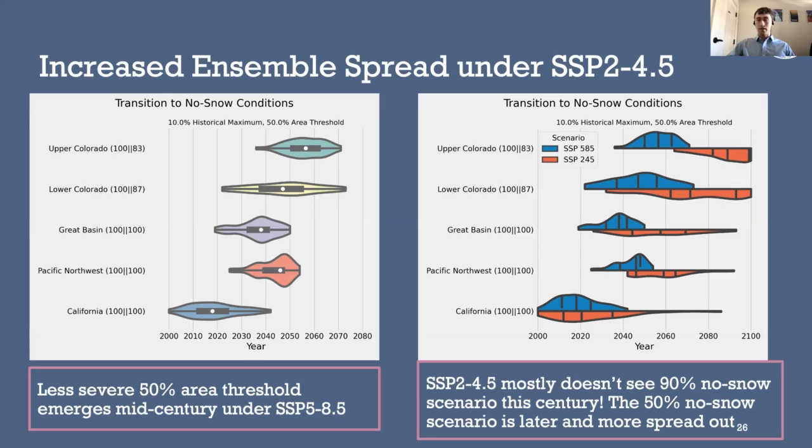That's something really of note: we only get one realization of the climate, right? So where is that going to fall? Is it going to fall towards the end of the century or earlier? That's an important question to ask.